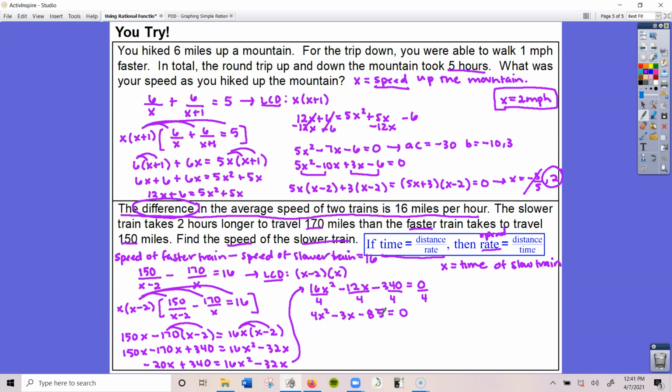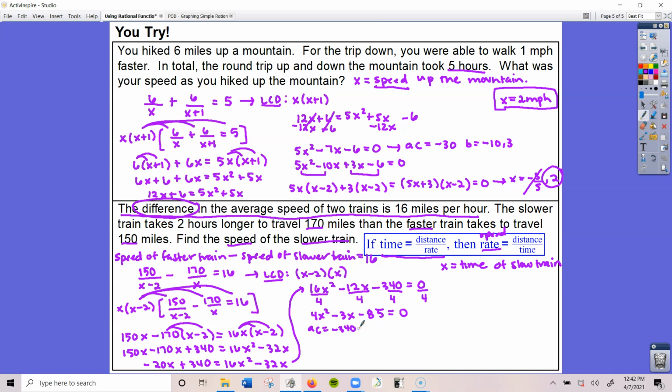Now here we're still going to need to be able to factor, or you can always use the quadratic formula, but I always like to make sure that we can practice factoring. So because we still have a number in front of the x squared, we're going to have to use the AC method. So first we need what is A times C. 4 times negative 85 is negative 340.